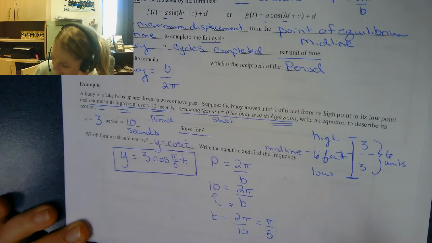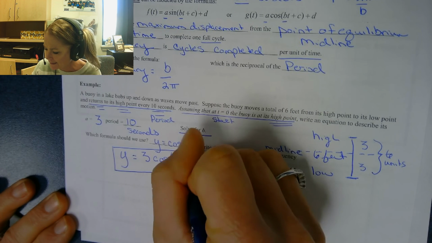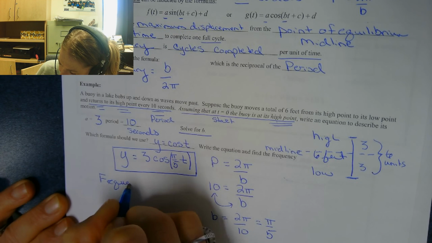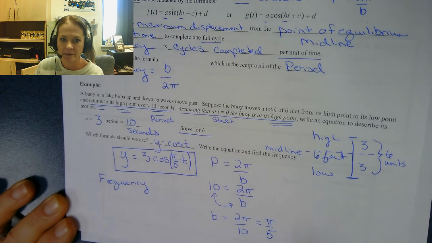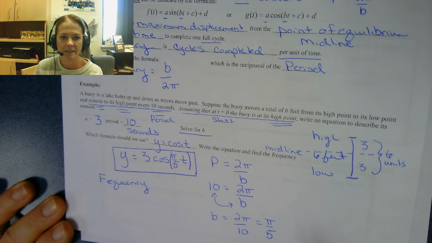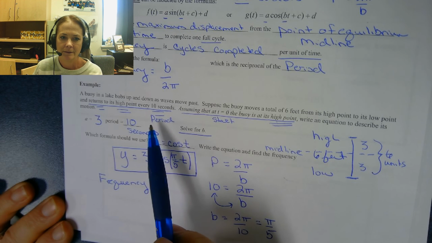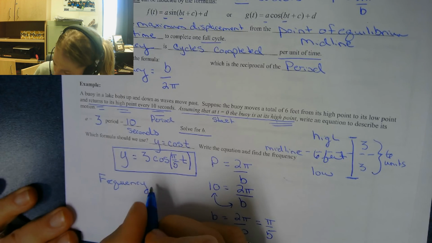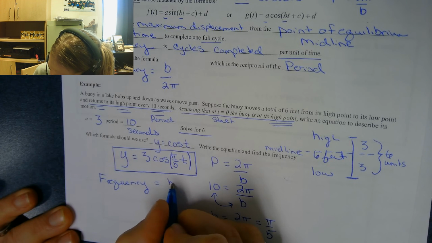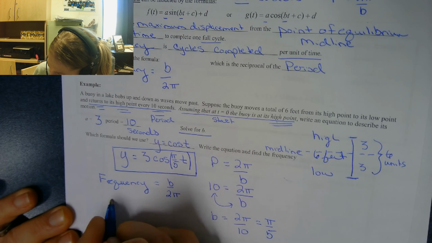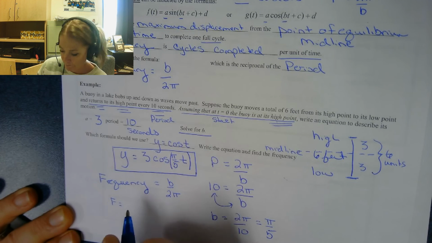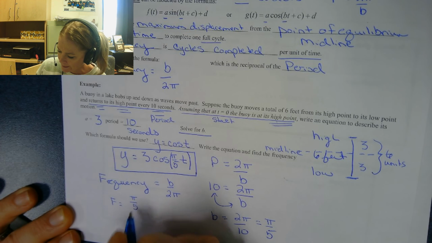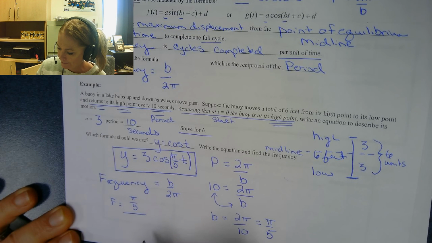And then the last thing that is asked of us is to find the frequency. How many cycles are completed per unit of time? It's pretty easy to come up with this. 1 cycle per 10 seconds, right? But in case you're in a jam and you need the formula, it's just the reciprocal, b over 2 pi. So the frequency is our b value of pi over 5, sorry, my bad, pi over 5 divided by 2 pi.